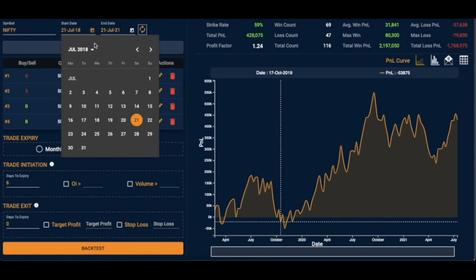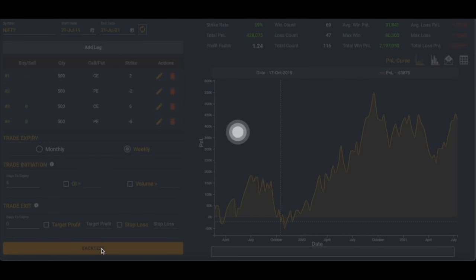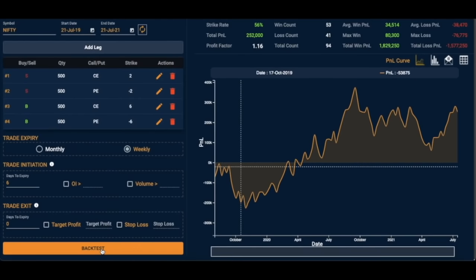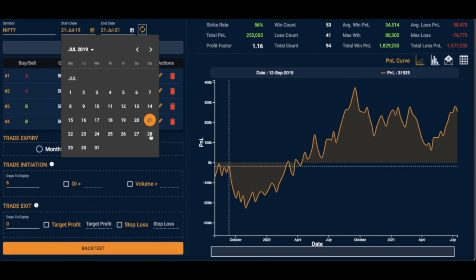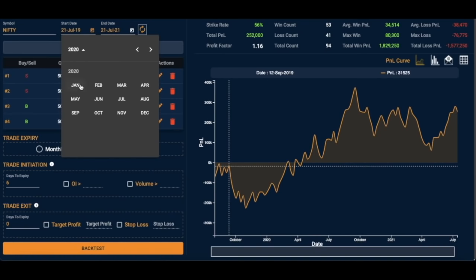So now let's check this out for 2 years. Waiting. So here are the results. In the last 2 years, the same strategy would have given me profits of 2.52 lakhs. Here the strike rate is 56% and the profit factor is 1.16. As I requested you earlier, please make note of these things so that you have a better understanding. Here if you see, my total number of trades is 94. Win count is 53 and losing count is 41.